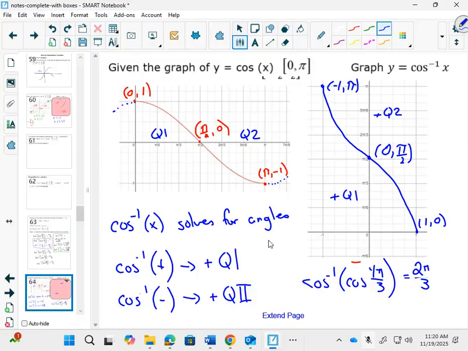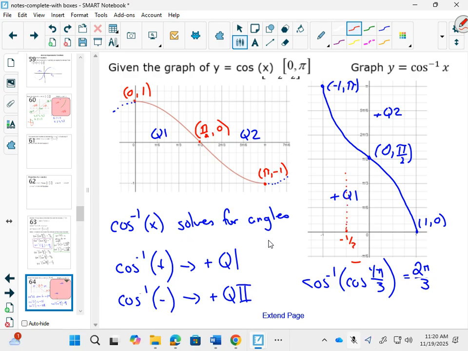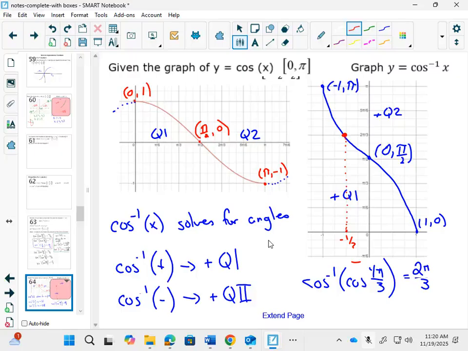Because, first of all, cos of 4 pi over 3 will come out as negative 1/2. If I draw that on my graph, negative 1/2 is right here. But if I do cos inverse of negative a half, it'll go up to that point right there at 2 pi over 3. Okay? So it's kind of neat to see on the graph what's happening.